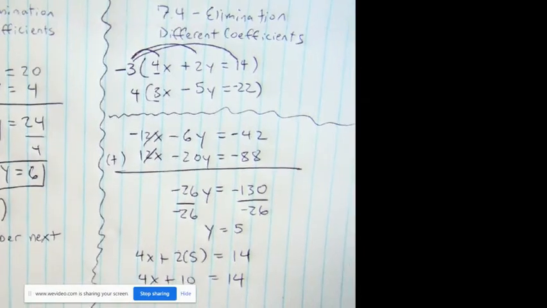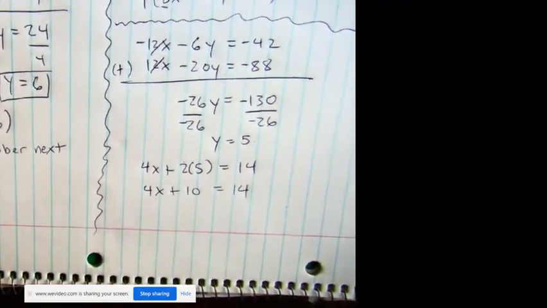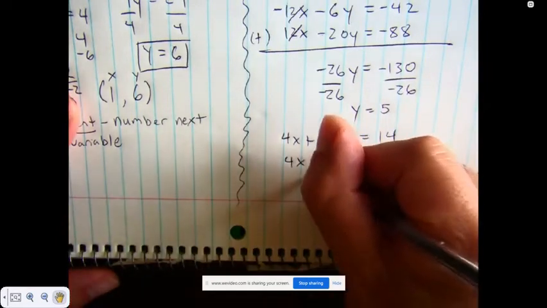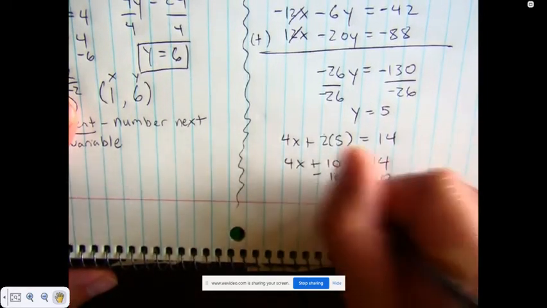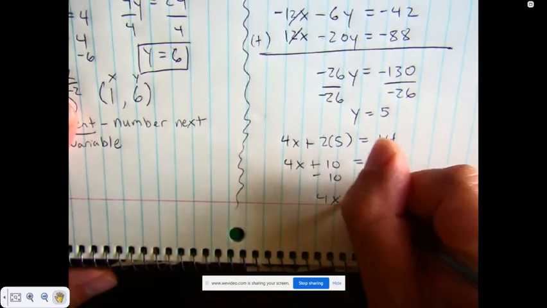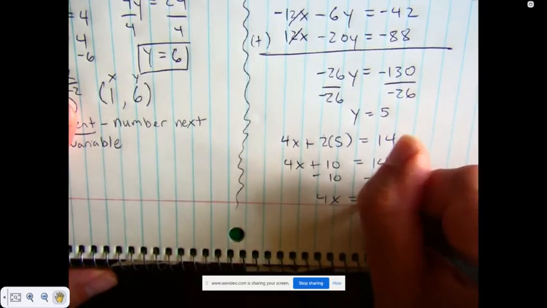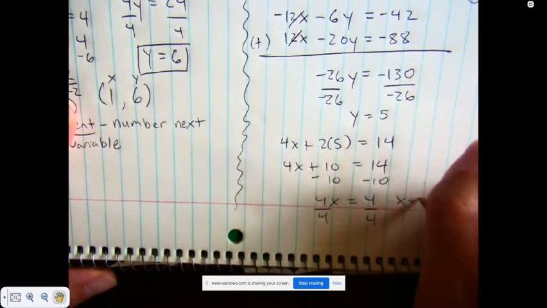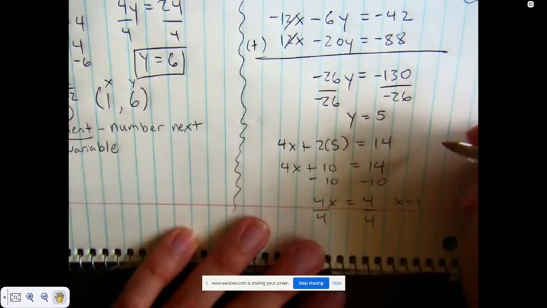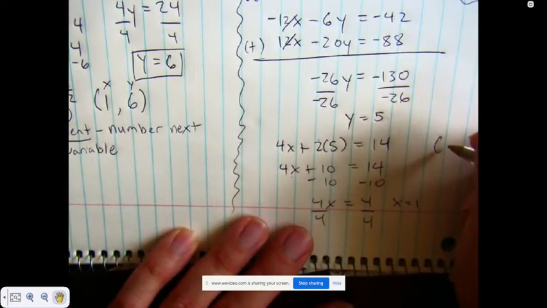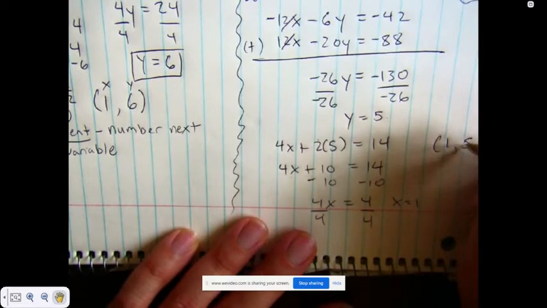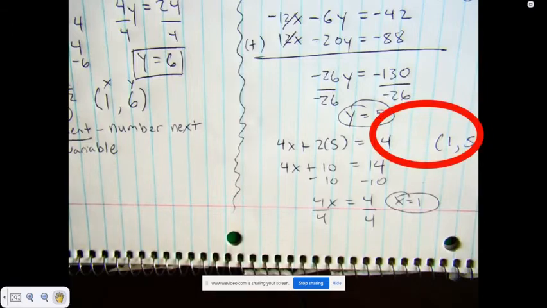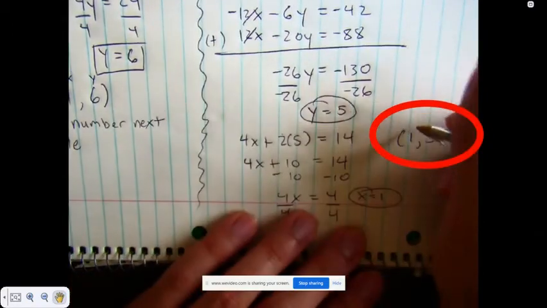So what you're going to be doing here, let me zoom in a little bit, is you're going to go ahead and subtract 10 from both sides. And then you get 4x is equal to 4, which means you divide by 4, and then you get x is equal to 1, which means that our solution to the system of equations is going to be 1, 5. You have found the solution to the system, remember, once you have found both the x and the y variable.